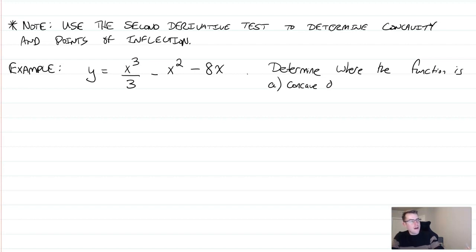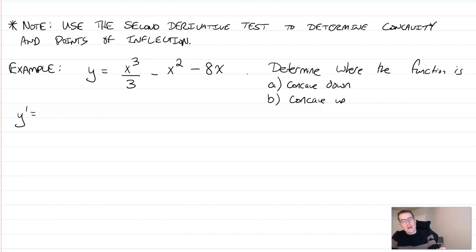A, concave down, well, I'll start with down, concave down, B, concave up, where the function is concave down, where it's concave up. C, determine where the function is, well, let's just start there. Okay, A and B, perfect. Okay, so what we want to do is we want to do the second derivative test. So in order to do that, we're going to have to start by getting what the first derivative is.